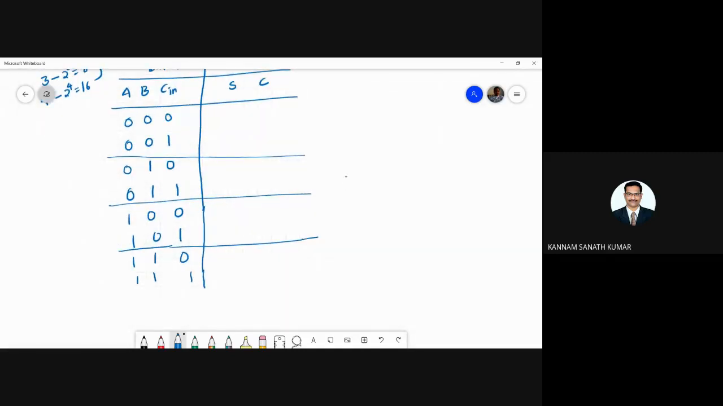Okay. So if you see, first 0 plus 0 is how much? 0. Again added to carry input, what are you getting? 0. Okay. So that means sum 0, carry 0. Again 0 plus 0, 0. Again it is added to carry input. What are you getting? 1. Okay. So this is sum and this is carry. So sum 1, carry 0.